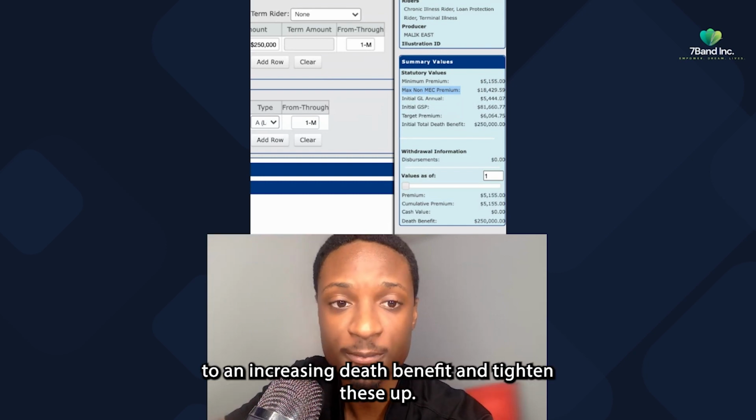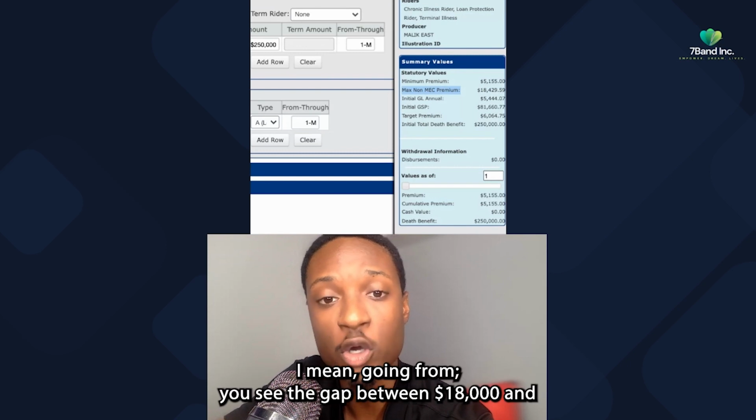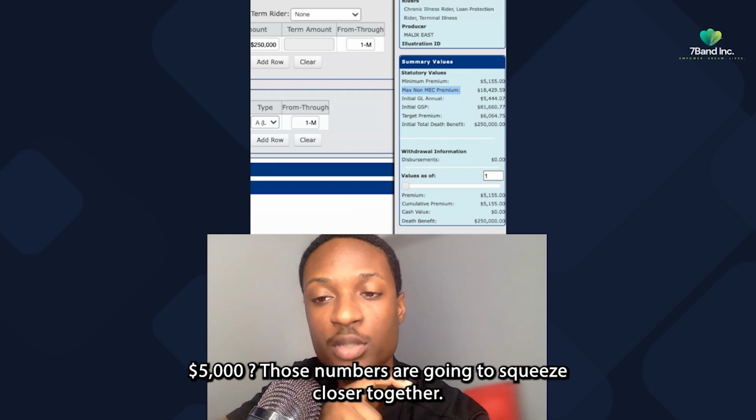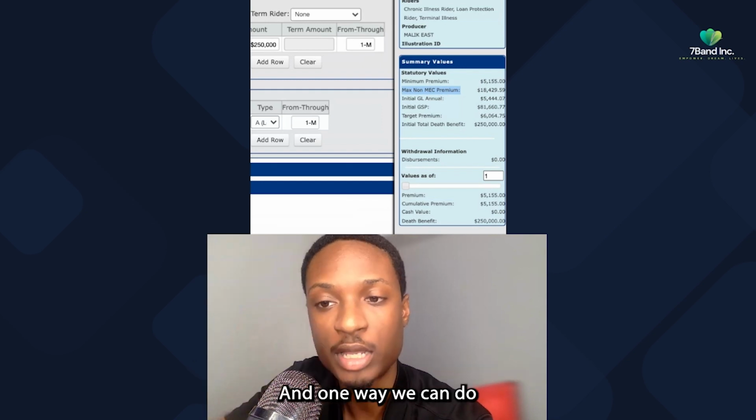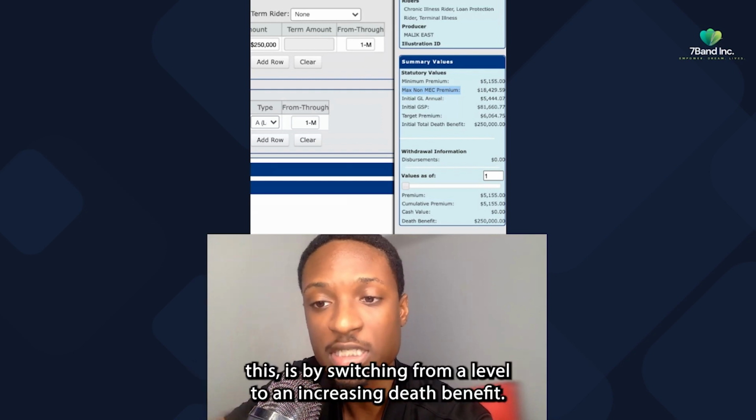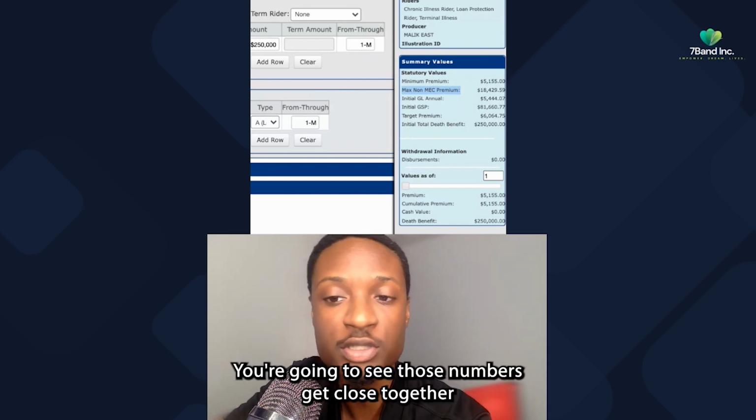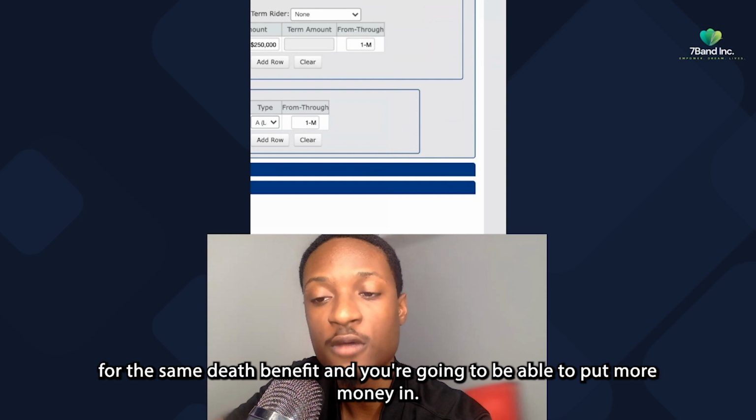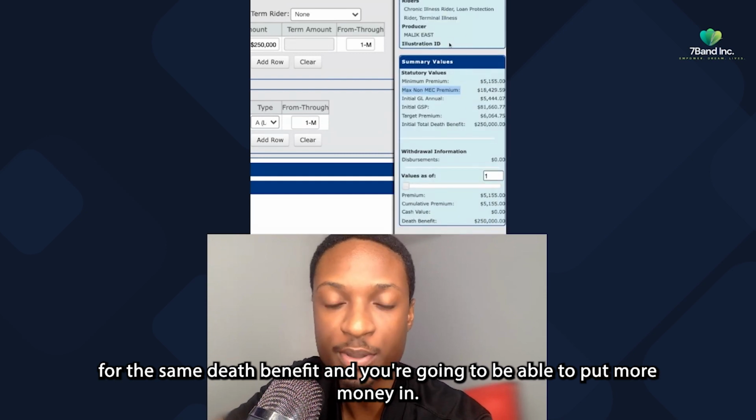One of the ways that we can tighten these up is by switching from a level to an increasing death benefit. And by tighten these up, I mean, you see the gap between the 18,000 and the 5,000? Those numbers are going to squeeze closer together. And one way we can do this is by switching from a level to an increasing death benefit. You're going to see those numbers get close together for the same death benefit, and you're going to be able to put more money in.